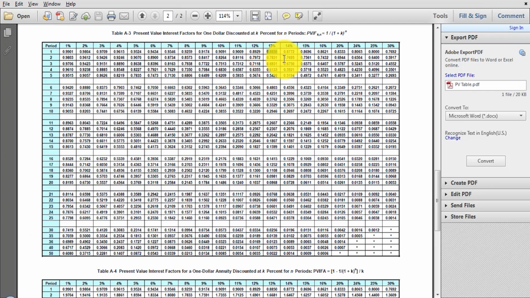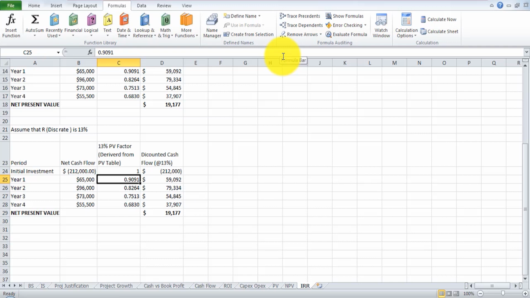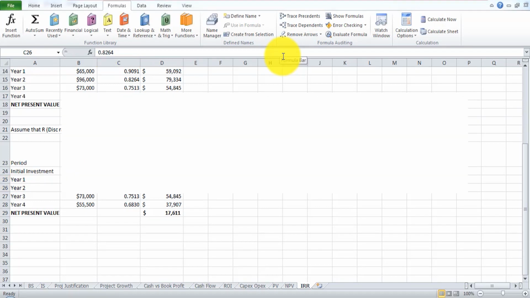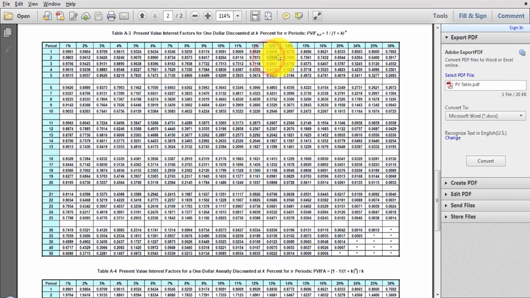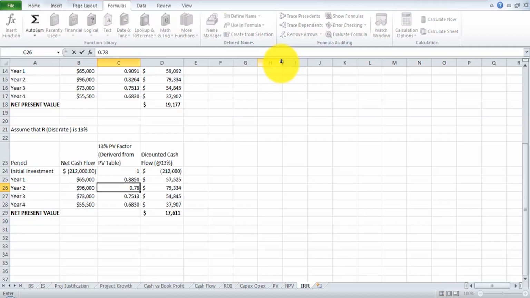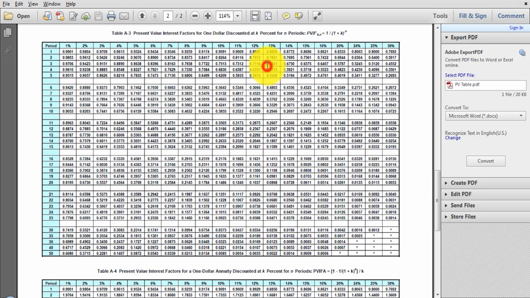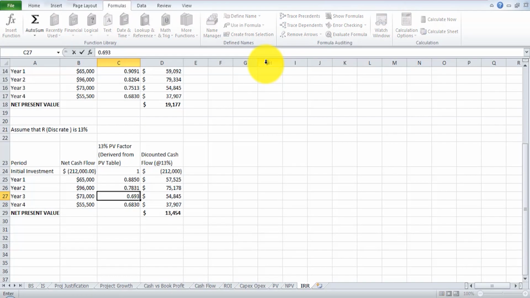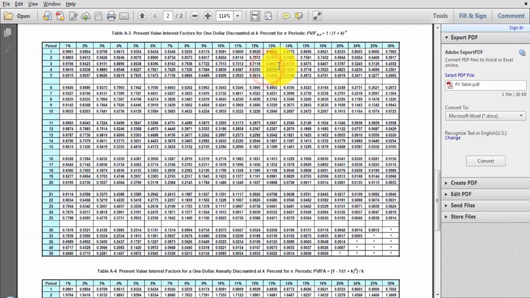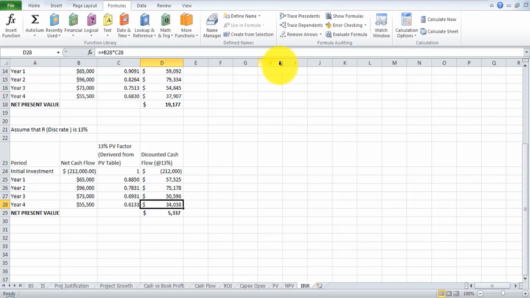At 13% for the first year, the value is 0.8850. For the next year, it's 0.7831. I hope you are following where I'm clicking the mouse and highlighting things, so you also get a gist of how the numbers are arrived at. Third year, it's 0.6931. For the fourth year, it's 0.6133. If you can see over here, we are still far away from zero, although we reduced it drastically, but we still need to increase the discount rate further so that the net present value comes to zero.